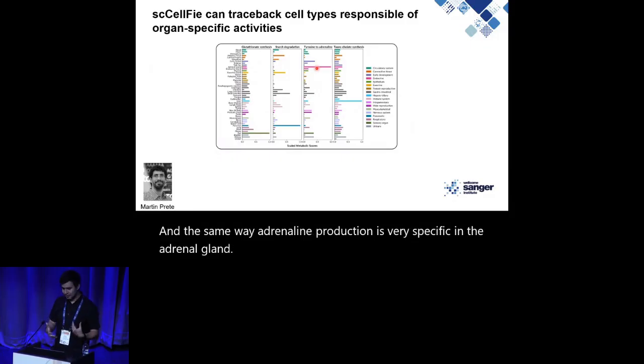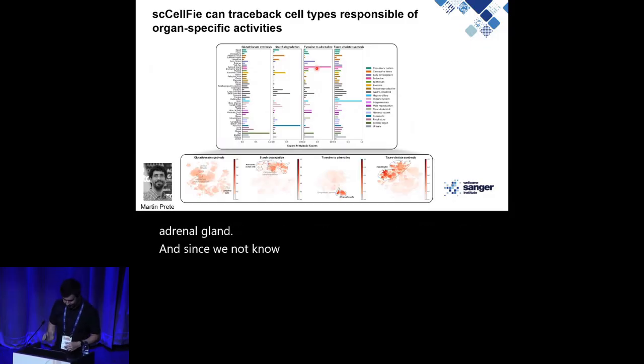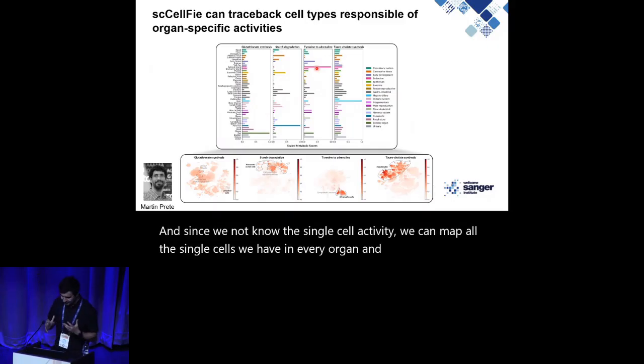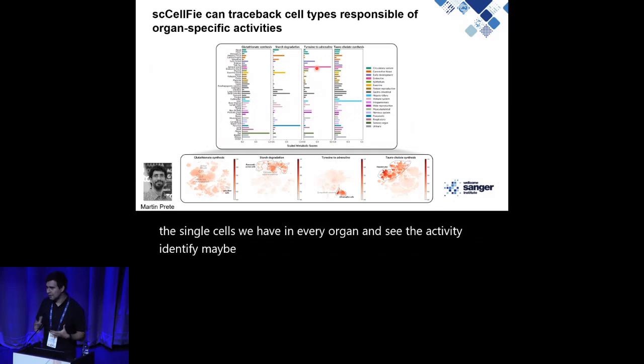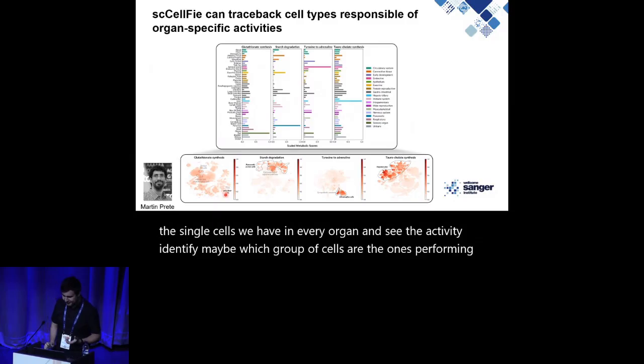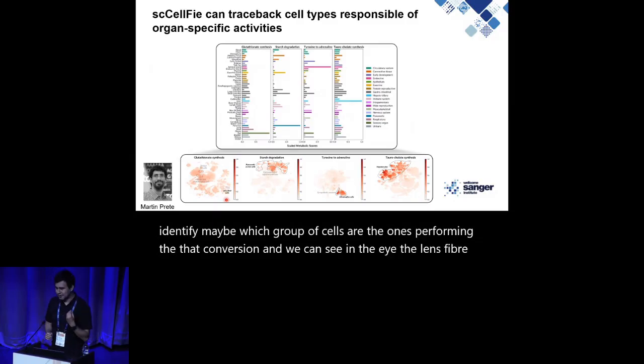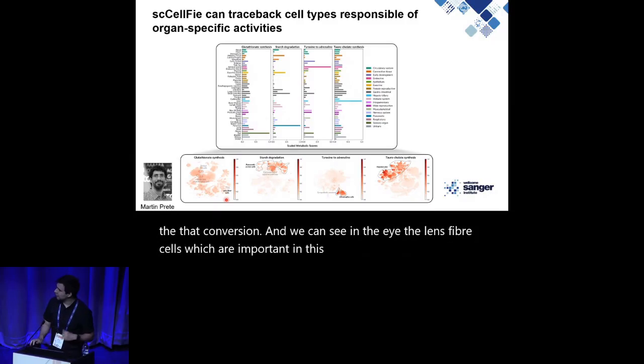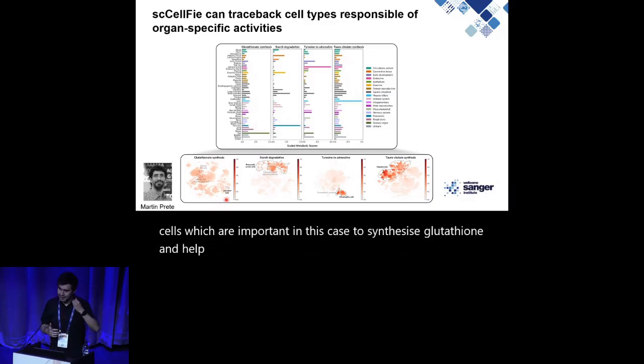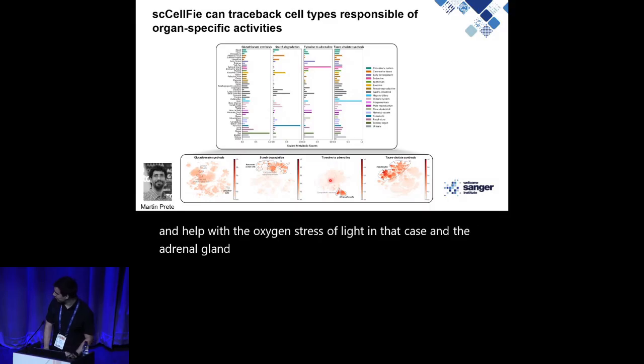And since we know the single cell activity, we can map all the single cells we have in every organ, see the activity, and identify which groups of cells are the ones performing that conversion. We can see in the eye the lens fiber cells, which are important in this case to synthesize glutathione and help with the oxidative stress of light. And in the adrenal gland, we can see the chromaffin cells that are the ones synthesizing the adrenaline, which is biologically relevant.